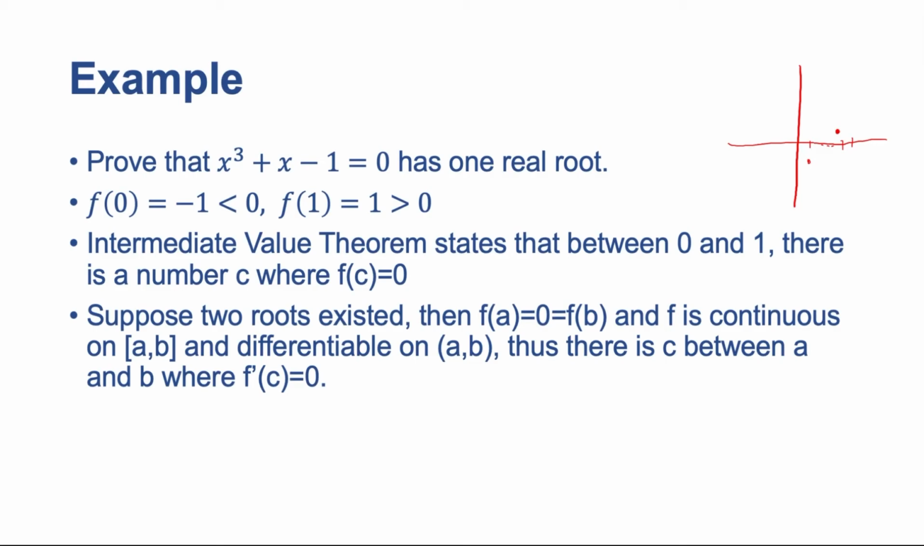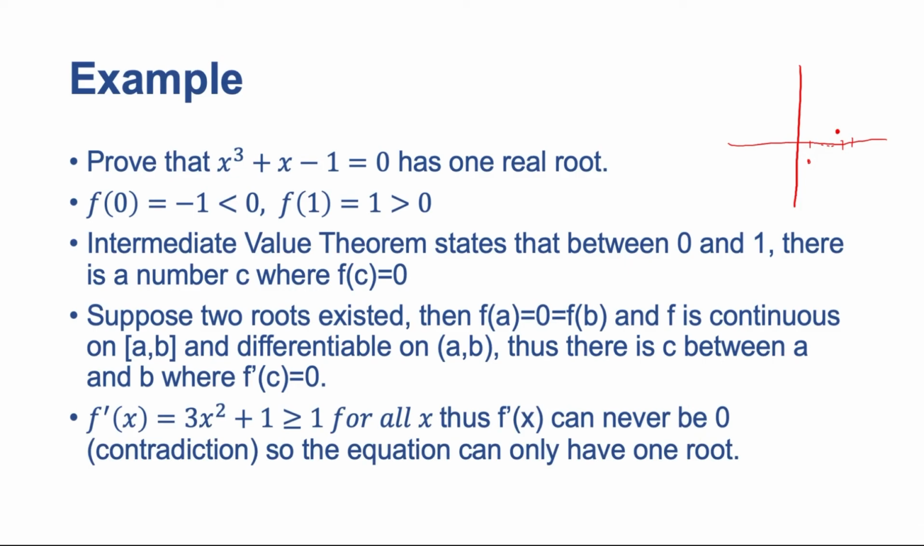Now let's take a look at the actual derivative of our polynomial here. So the derivative of x cubed plus x minus 1 is f'(x) equals 3x squared plus 1. And that is greater than or equal to 1 for all x. That means that f' can't be 0, so we don't have a 0 there. So that's a contradiction of this clause up here. So we have a contradiction. So that means that the equation can only have one root. All right, so that's our proof that this cubic polynomial only has one real root, one place where it crosses the x-axis.